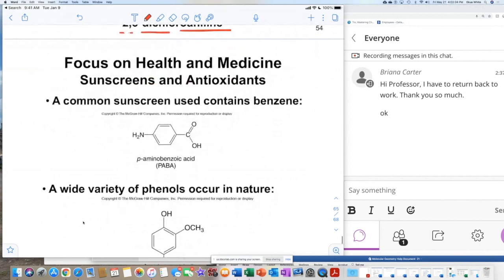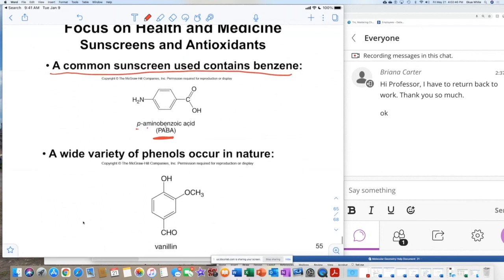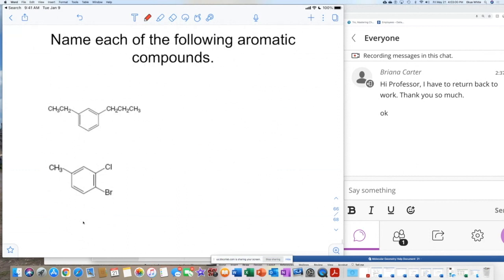Okay, as we move along here, we're seeing common sunscreens that use benzene. They have benzene in there. PABA. This is p-aminobenzoic acid, a chemical used in sunscreen. And then we have vanillin, vanilla flavor, that uses this chemical right here. Okay, you can see the benzene ring and then the side groups. Oh, we're close to the end.